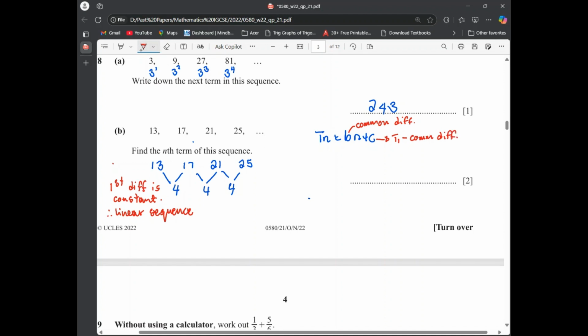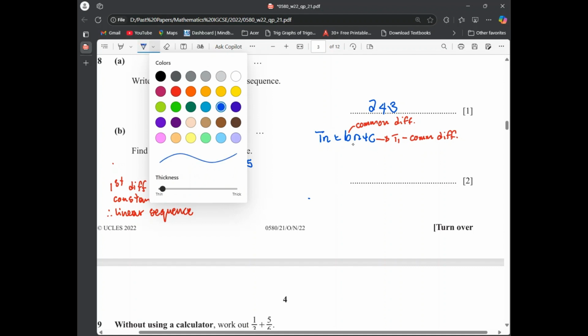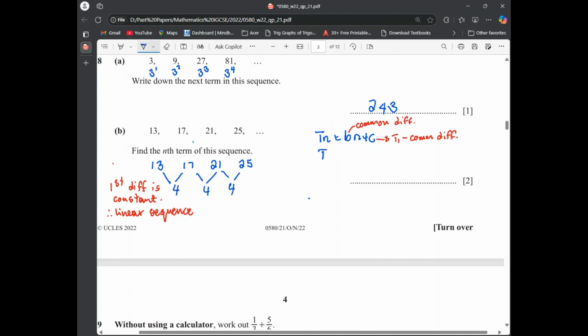Okay, let's do this. So then, the common difference, substitute in place of B, then the nth term, Tn, is equal to 4n plus C, which is term 1, which is 13, minus the common difference, which is minus 4, right? And then we get our final answer, Tn is equal to 4n plus 9.